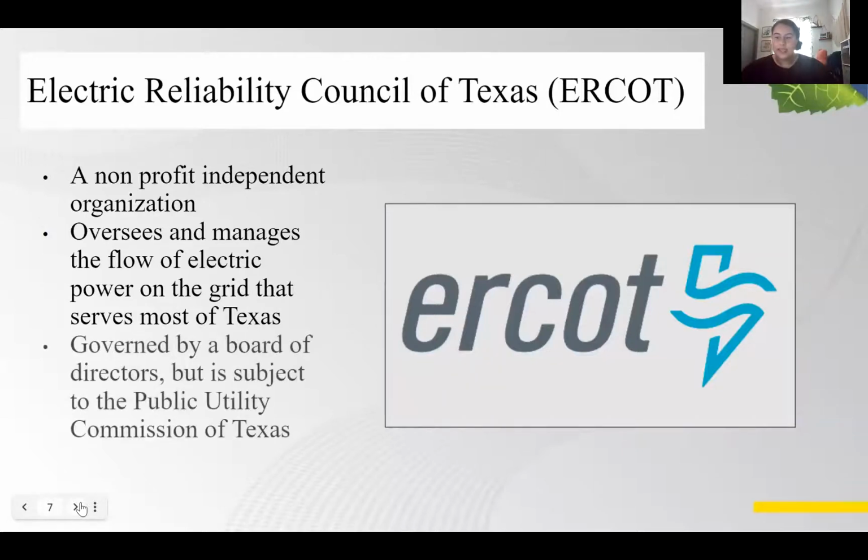The way this organization is structured is that they're governed by a board made up of 16 members, which include 6 market representatives from electric utility market groups, 3 consumer representatives, and 5 independent members. The ERCOT CEO and also the chair of the Texas Public Utility Commission are also members, but they do not have voting privileges.